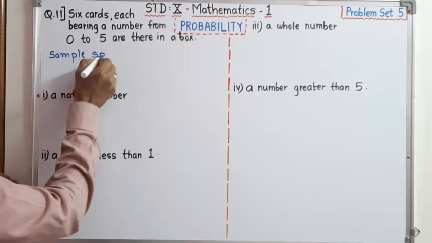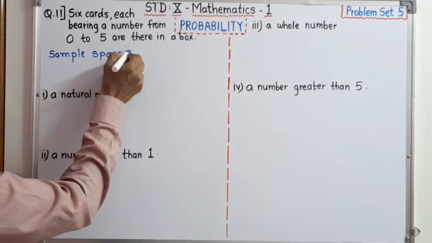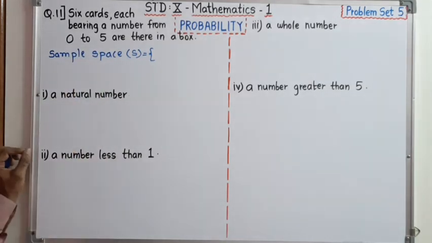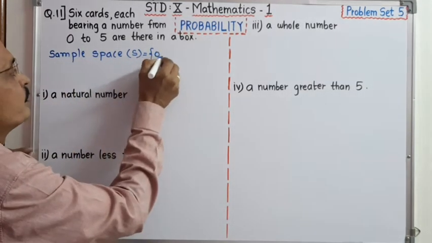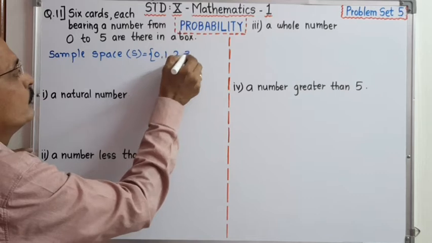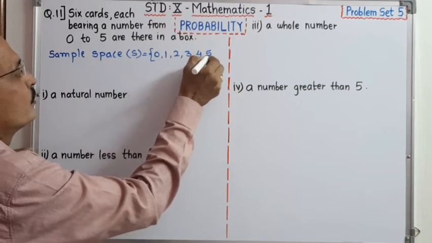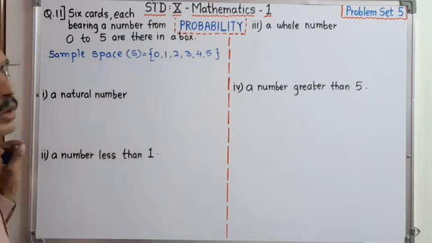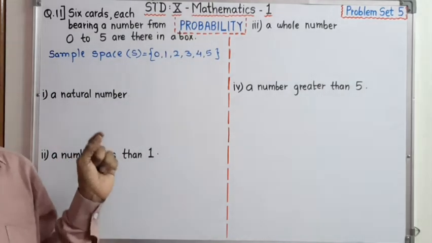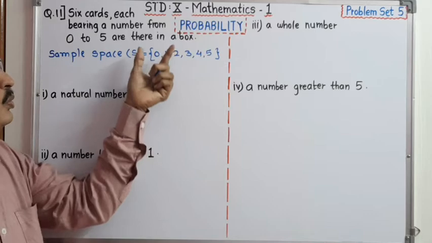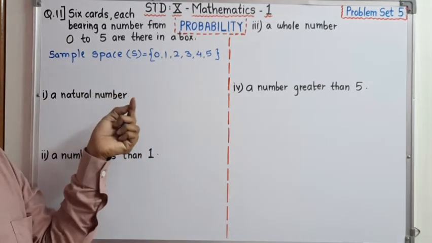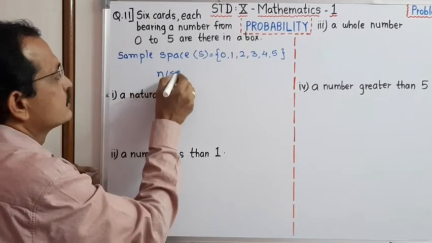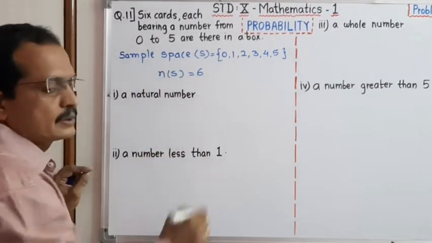sample space. S is equal to {0, 1, 2, 3, 4, 5}, like this. Total 6 cards are there. On each card there is 1 number. From this we have to choose 1 card. Okay? Now here n(S) is equal to 6.